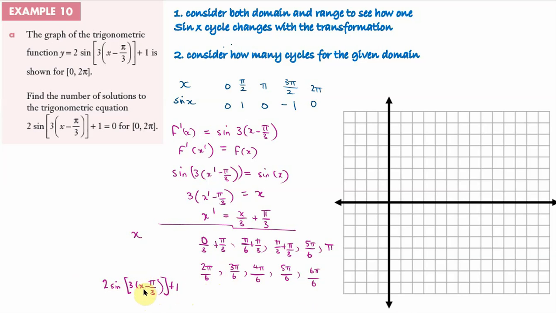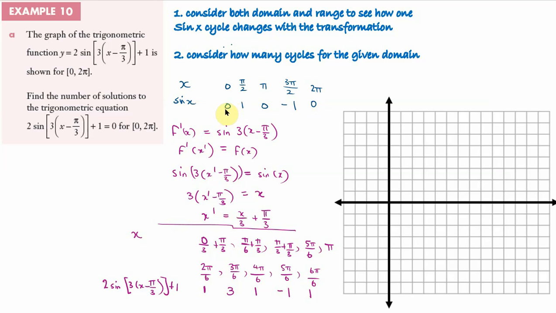Sine of 0, 2 sine of 0 is 0, plus 1. So our first y value is 1. And substituting successive x values into our formula gives the y values 1, 3, 1, and so on. And we could have got these values directly from the y values of the standard sine x function.